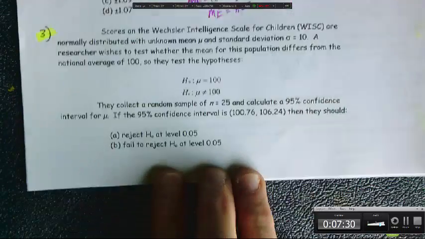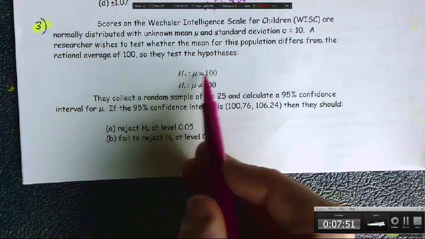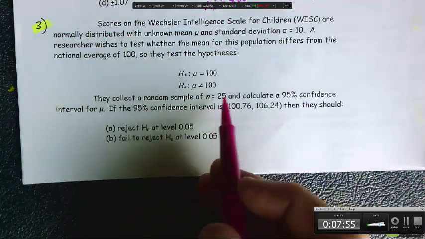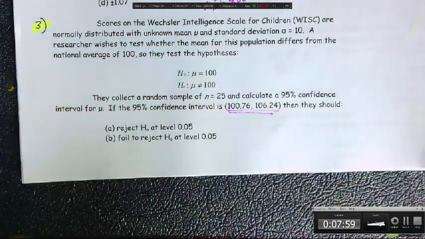Number 3. Scores on the Wechsler Intelligence Scale for Children, also known as WISC, are normally distributed with unknown mean, mu, and standard deviation sigma equal to 10. A researcher wishes to test the mean for his population against the national average of 100. He's testing it as not 100. He collects a random sample of 25, calculates a confidence interval, and gets this as a confidence interval.